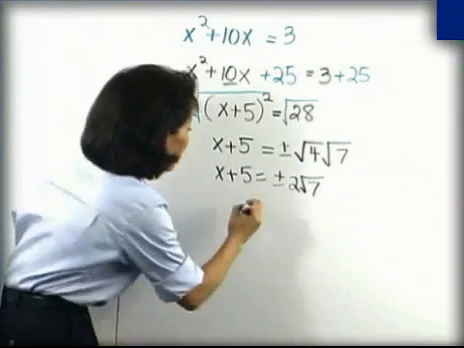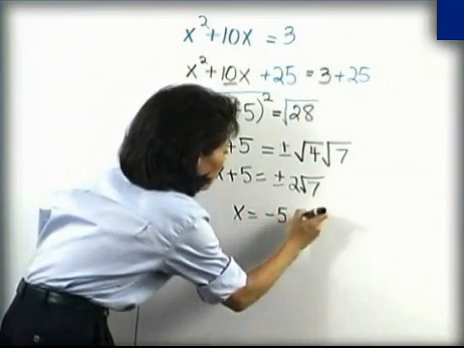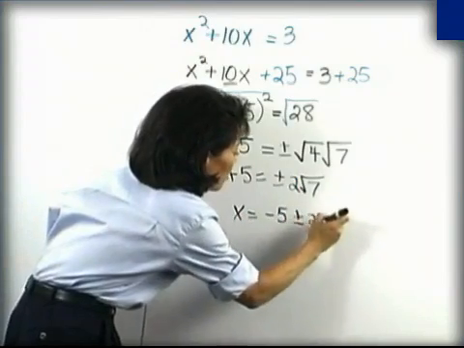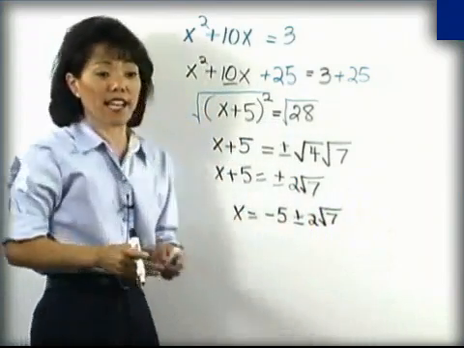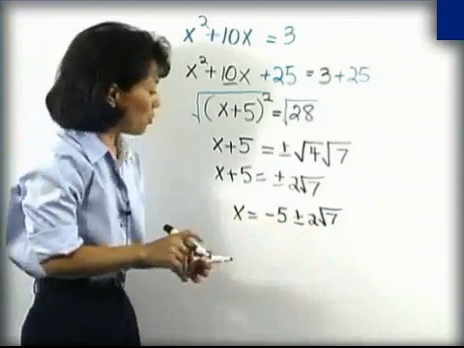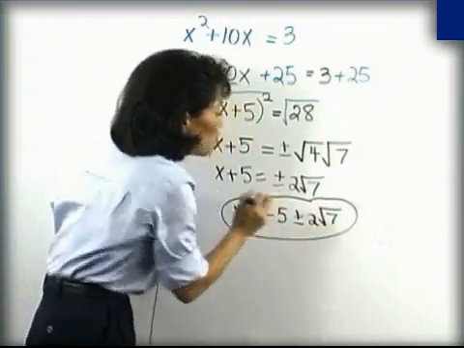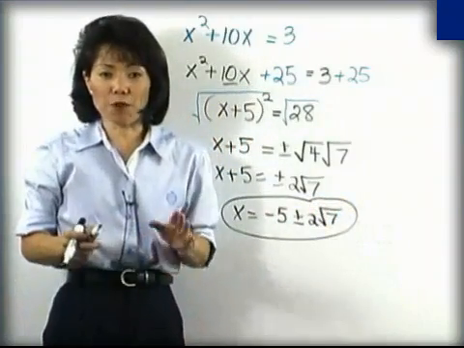Finally, to solve for x, all we have to do is subtract 5 from both sides of this equation, and we can see that x is equal to negative 5 plus or minus 2 times the square root of 7. These are the two solutions to our quadratic equation.